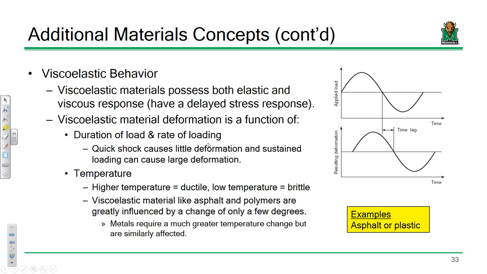Viscoelastic material behavior is a function of time. There's a little bit of that delay, but it's also a function of temperature. Materials like asphalt tend to behave quite differently under different temperatures. Usually the warmer or the hotter it is, the more ductile the material is. Colder, it gets a little more brittle. Okay, so everybody okay with that? Any questions?